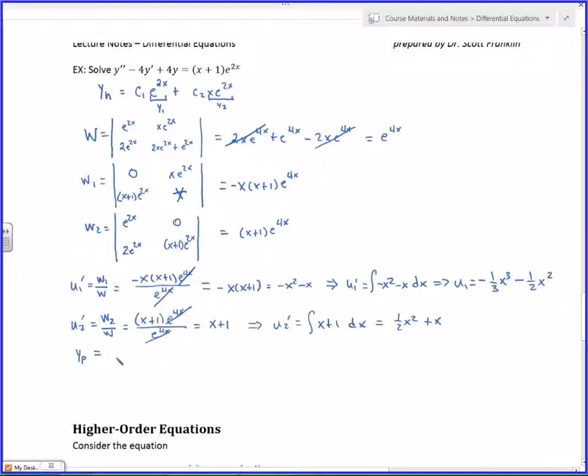Yp then is U1 y1 plus U2 y2. So, negative 1/3 x cubed minus 1/2 x squared times e to the 2x, plus 1/2 x squared plus x times y2, x e to the 2x.